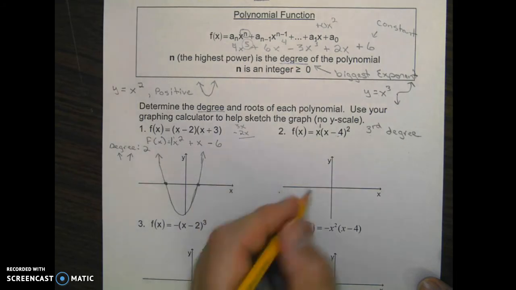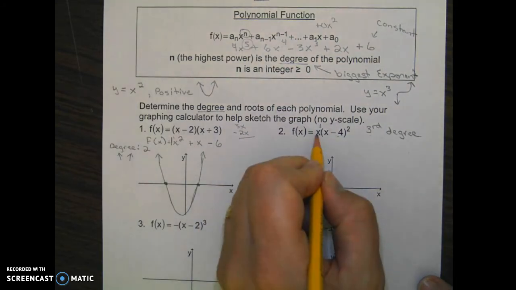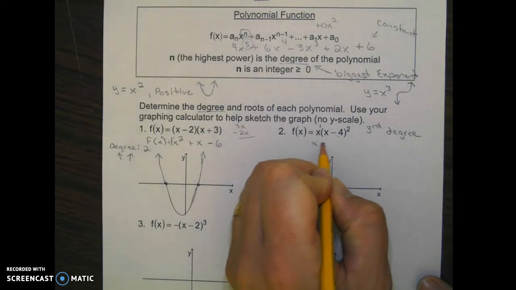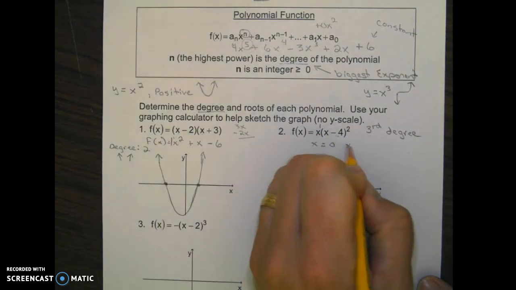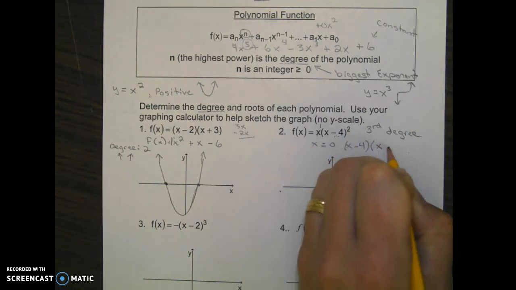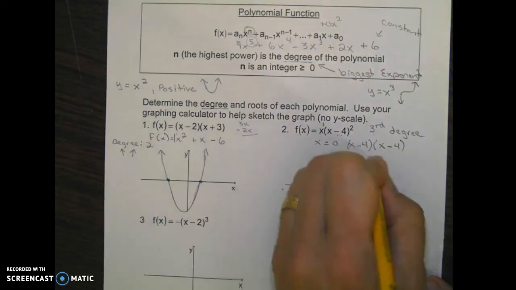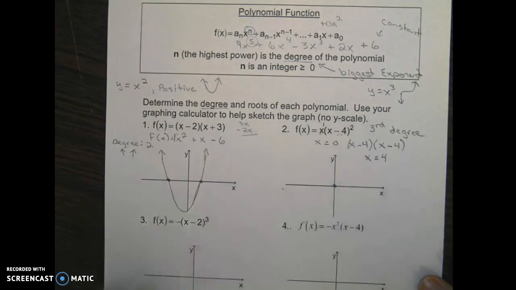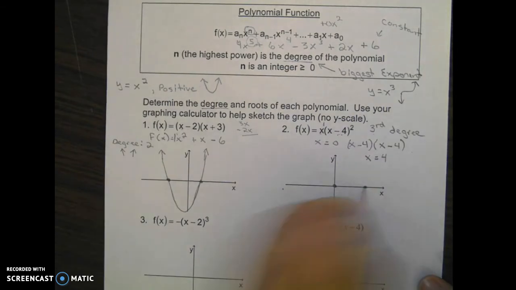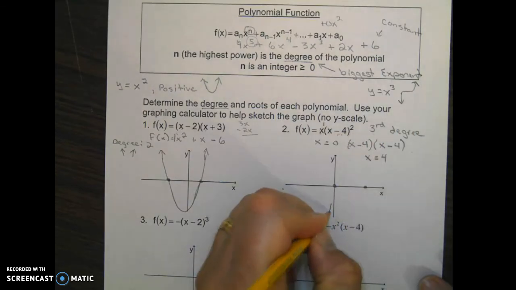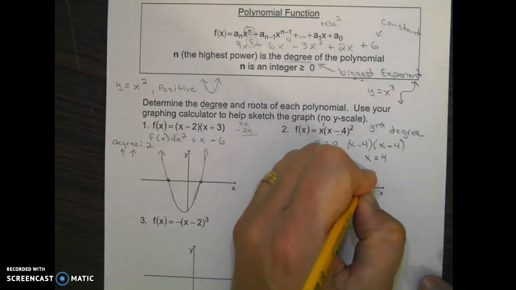So let's put in our roots. So our first root, so our first factor. Remember, to find a root, you set the factors equal to 0. Remember that this is x minus 4 squared, so that would be x minus 4 times x minus 4. So we have a double root here at x equals 4. So we're going to put a point at 0 for this root and 4 for this root. Okay, we know that since it's cubic, it's a third degree, it's going to go down on the left and it's going to go up on the right.